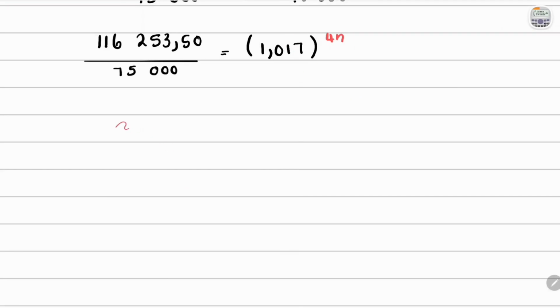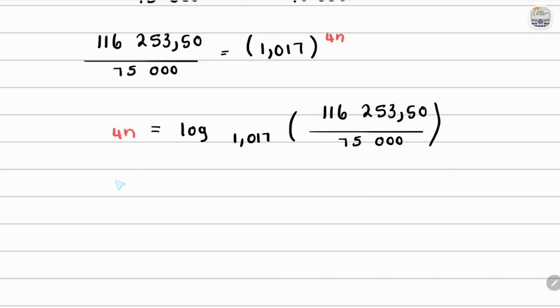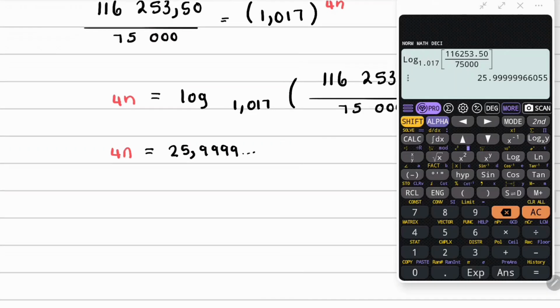So we're simply going to make the exponent the subject by saying 4n is equal to log, and our base is the number that is carrying the exponent. So that is 1.017. And then the answer that we'll put here is that 116 and that. Okay, so let's put this on our calculator and find out what 4n, which represents the total quarters that we'll have, gives us first, and then we'll look into the years. Okay, so 4n is equal to 25 point, and you see that we just have 9s all the way. So this is really going to round up to 26.